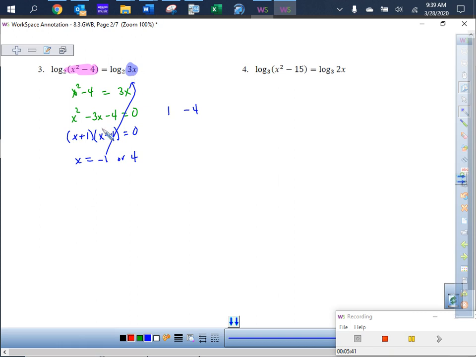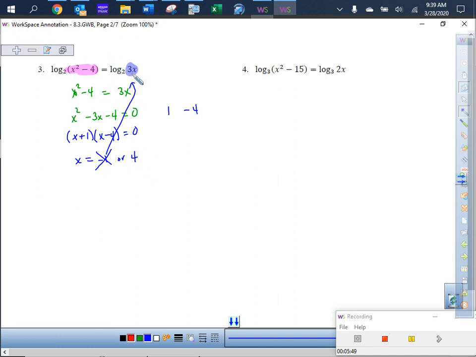3 times -1 is -3. So this one is extraneous. It's not a solution to this situation. If we put the 4 in here, I get a positive argument back. So far, so good. But now you have to go check the other argument. All the arguments have to turn out to be positive. The reason I was done after the first one is because if you get a negative argument, you're done. It can't even be 0. It's got to be positive.